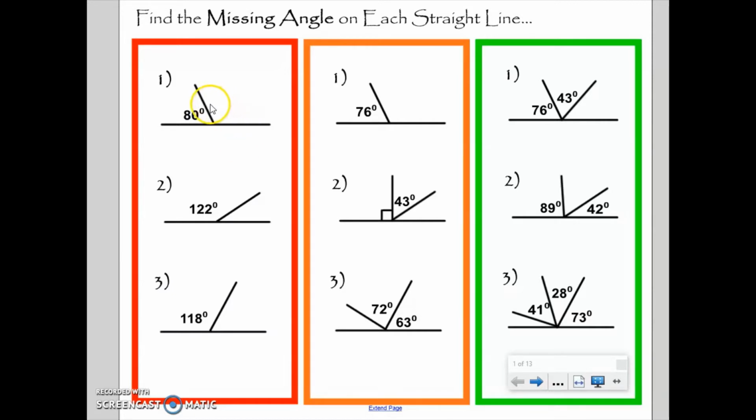In each question, can you work out the missing angle by subtracting the known angles from 180 degrees? You can pause the video here and I will show you my solutions in a moment.